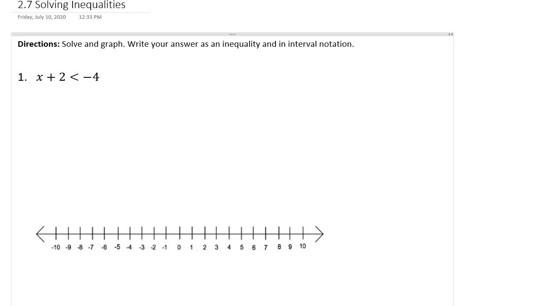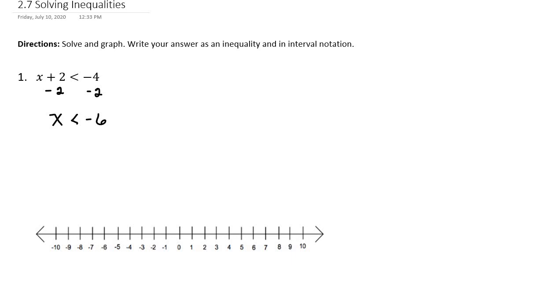We're going to solve this problem just like we would do an equation. We're going to use inverse operations. So in problem one, I'm solving for x. I need to get rid of plus 2, so I need to do the inverse of adding 2, which is subtracting 2. So I subtract 2 from each side of the inequality, and I end up with x is less than -6.